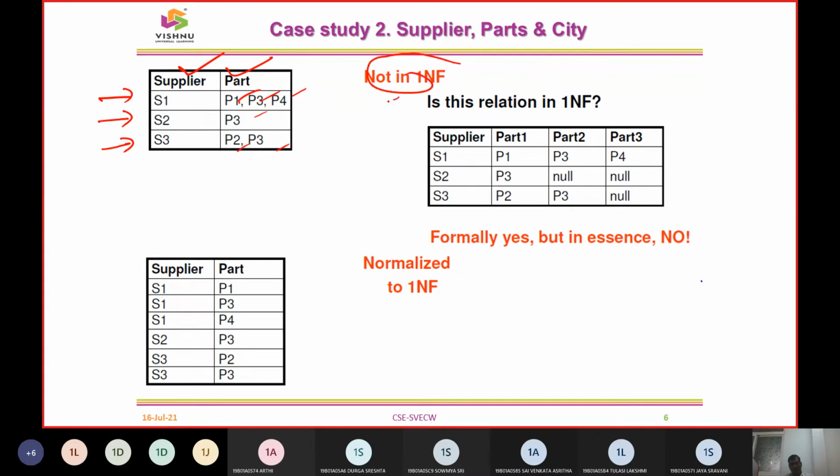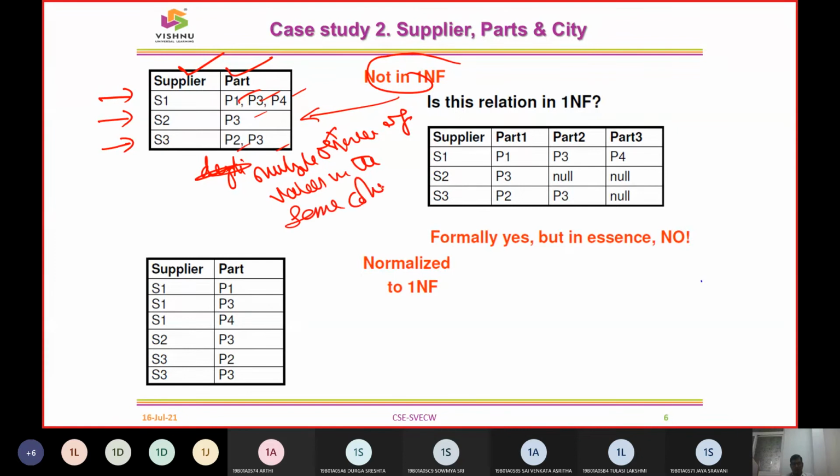Now, is the table in the first normal form? No, we are going to say that it is not in the first normal form, because we are going to have multiple occurrences of values in the same column. So we can say it is not going to be in the first normal form.